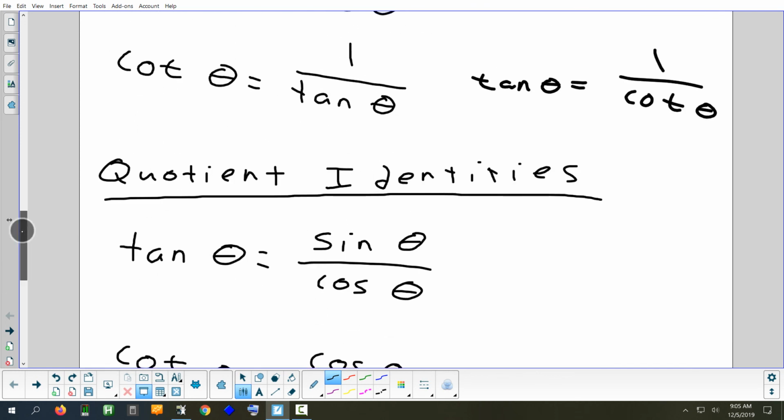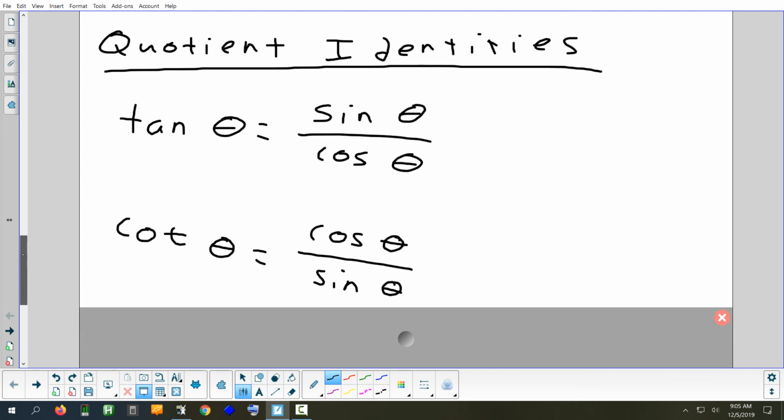Now, there's one more group of identities, but I'm not going to give you those today. In that last group, there's 3. So the first group, there were 6 with 3 repeats. And then the quotient, there's 2. And then we have 3 more. The last group are called Pythagorean identities. I showed you one yesterday, but it has to do with powers of 2. I'm going to show you those tomorrow. All right.